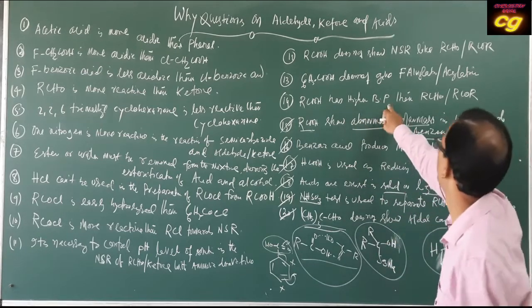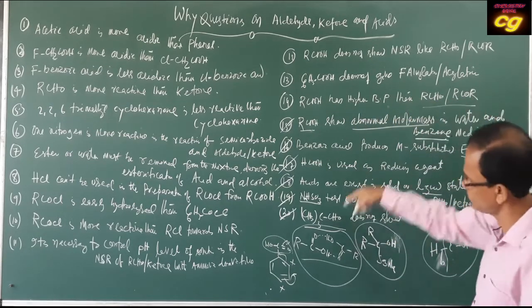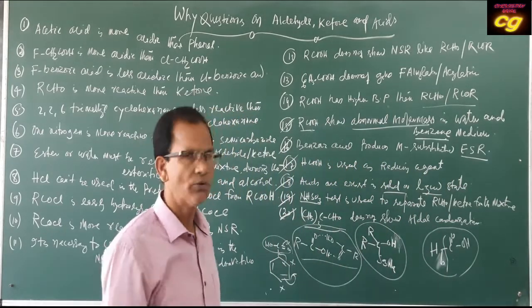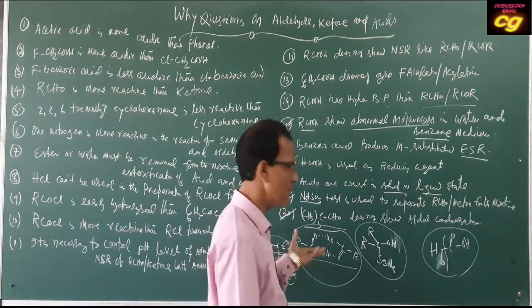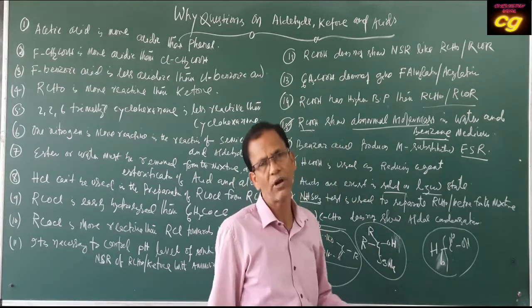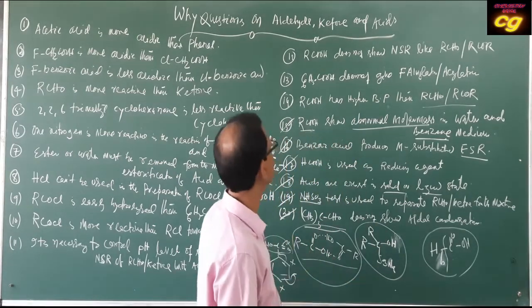Carboxylic acid has a higher boiling point than aldehyde and ketone because it has strong intermolecular hydrogen bonding and exists in dimeric form, having greater molar mass. That's why the boiling point increases.